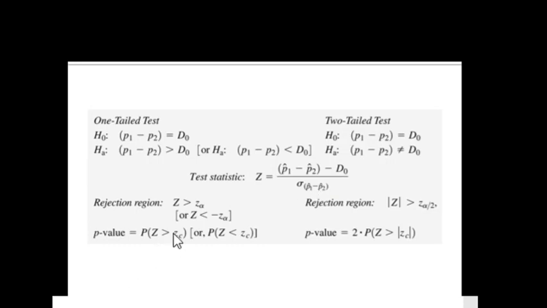P-value calculation depends on the sign of the test. So greater than, probability of Z greater than Z calculated, less than would be probability of Z less than Z calculated, and 2 times probability of Z greater than absolute value of Z calculated for a double-sided test or a two-tailed test. Okay, so here is the sigma P1 hat minus P2 hat for the two cases.